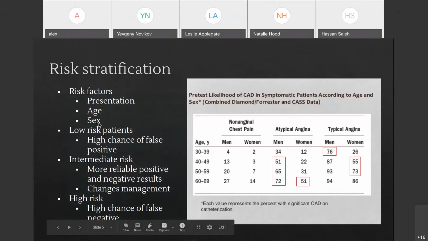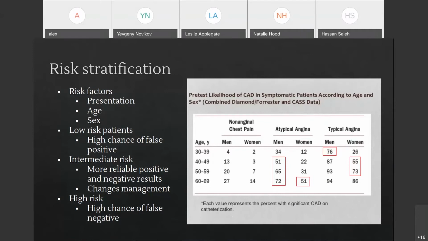I covered those things. So the important thing about this is to classify people into low risk, intermediate risk, and high risk patients. Your low risk patients, if you stress them, you have a higher chance of getting a false positive and then sending them to the cath lab or sending them for a stent than an appropriate test result. And then your high risk patients, you have an elevated chance of getting a false negative test and not getting them the treatment that they need.